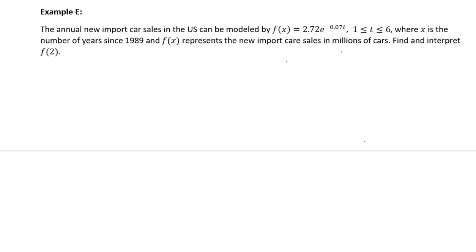Let's take a look at example E. The annual new import car sales in the US can be modeled by the function f(x) = 2.72e^(-0.07t), where t is between 1 and 6, with the endpoints included, where x is the number of years since 1989, and f(x) represents the new import car sales in millions of cars.